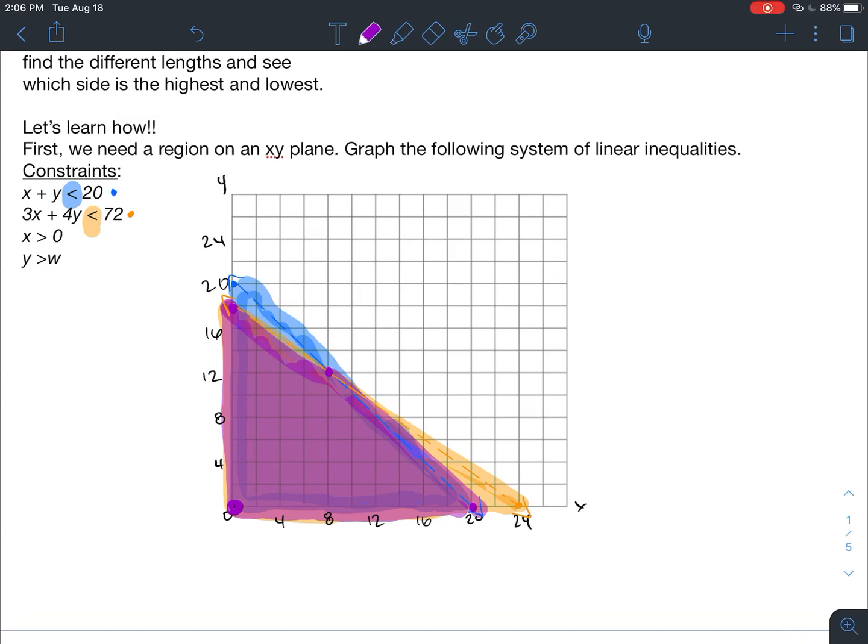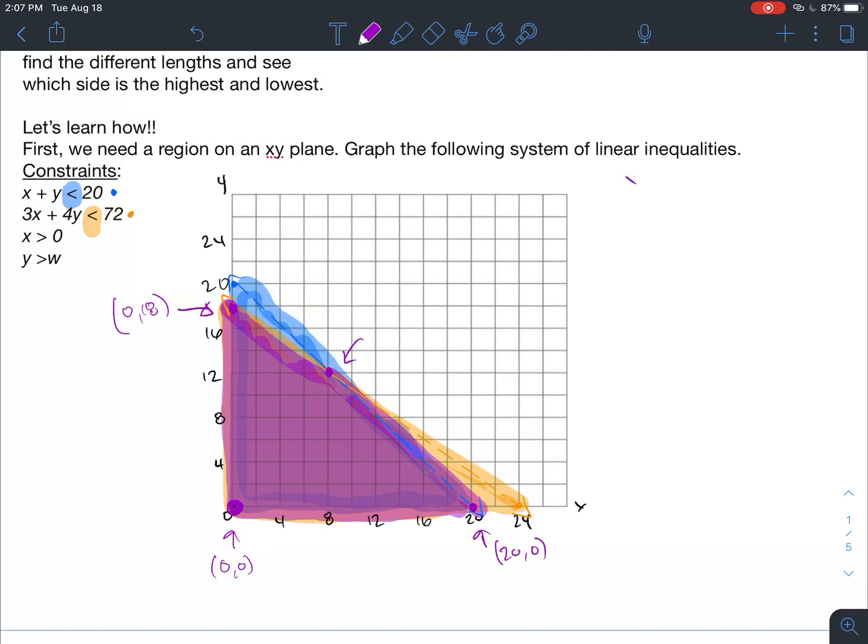Okay, so back to finding the vertices. So most of the vertices we already found by graphing them, right? This vertex right here, that was at point 0, 18. And then this one right here was at 20, 0. This one right here is at 0, 0. So really the only one left to find is right here. What is that one? So we know that that is where both our blue and our orange line intersect.